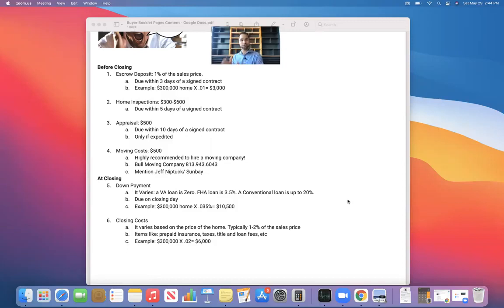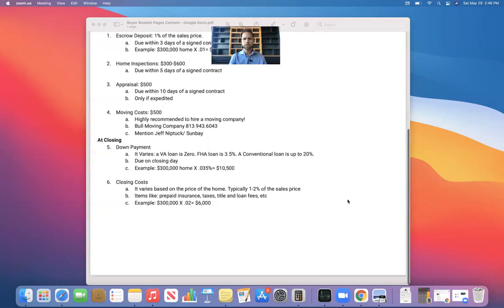In addition to the closing costs. I say that in jest because a lot of people would say, why didn't I know I had a closing cost and a down payment? Your closing costs vary based on the price of the home, typically 1 to 2% of the purchase price. These are items like your prepaid insurance and your prepaid taxes for the year. There are fees for your title and fees for the loan. There's also the $400 closing fee that I'm charging you at closing because I'm paying for a professional cleaning before you move in. For example, a $300,000 home might have about $6,000 in closing costs.